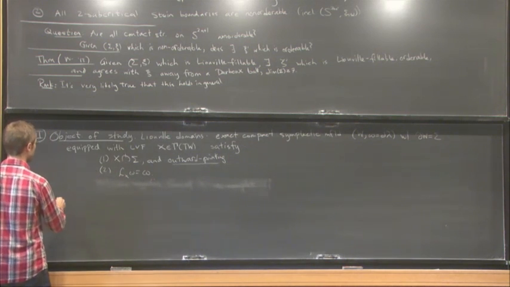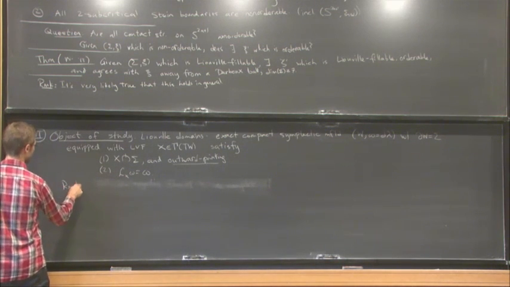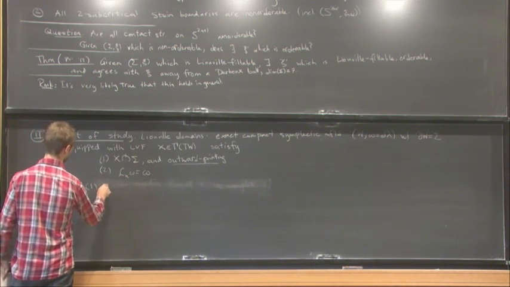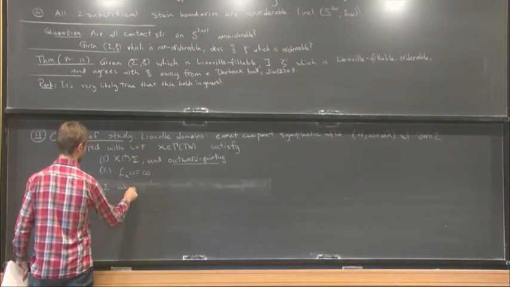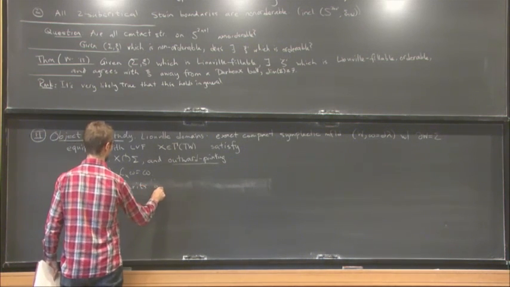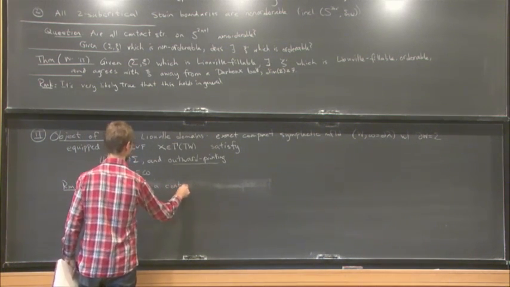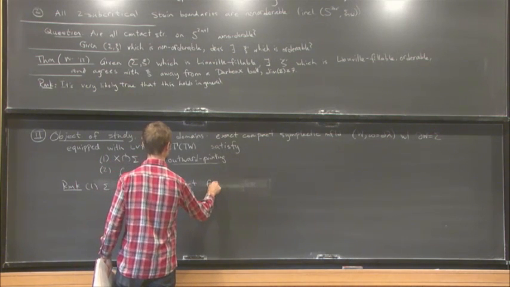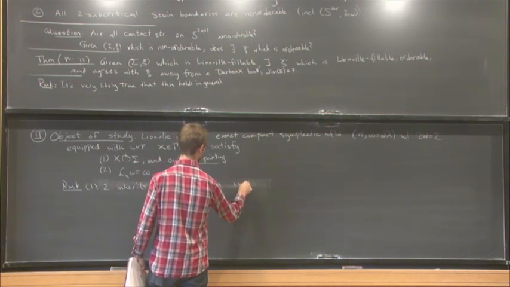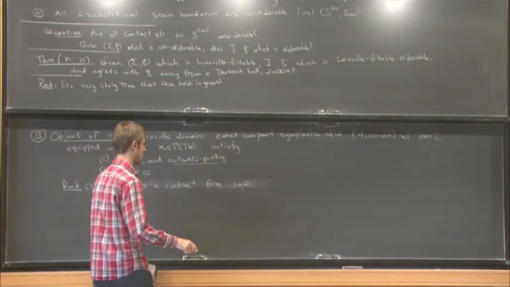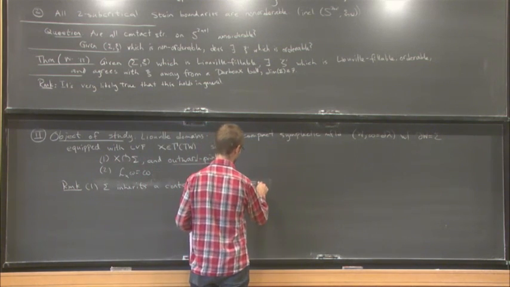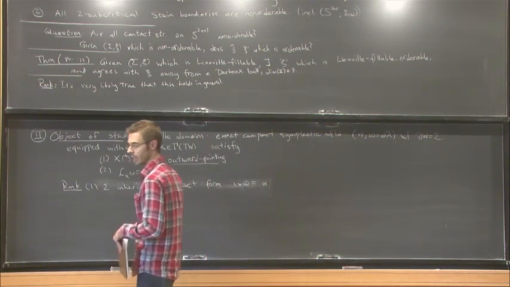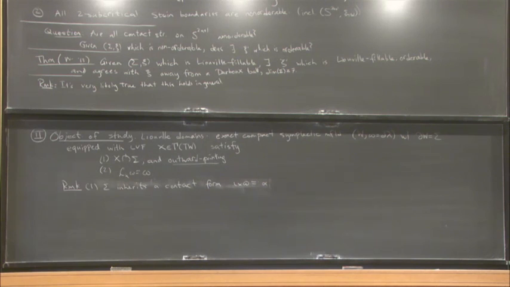So the remark I want to make here is that sigma in some sense inherits a contact form from this setup, which can be defined like this. So I'm going to define my contact form like this. And I'm going to call any such sigma Liouville fillable. I mean, this is a Liouville filling of sigma.